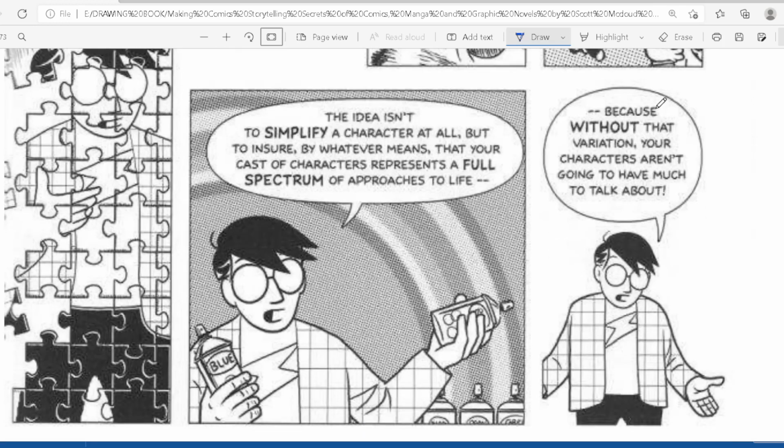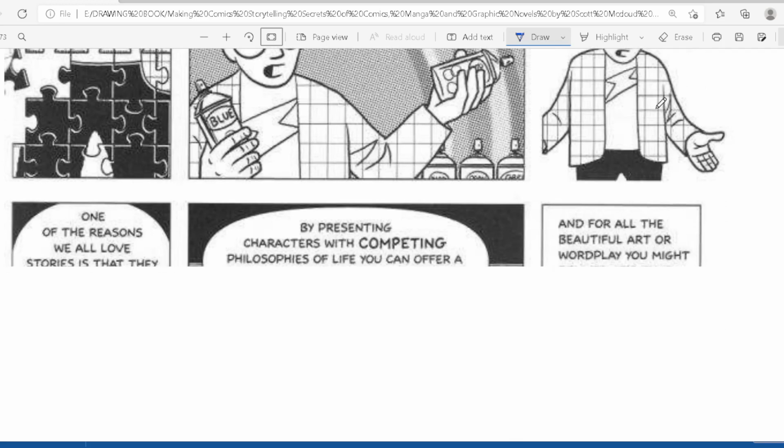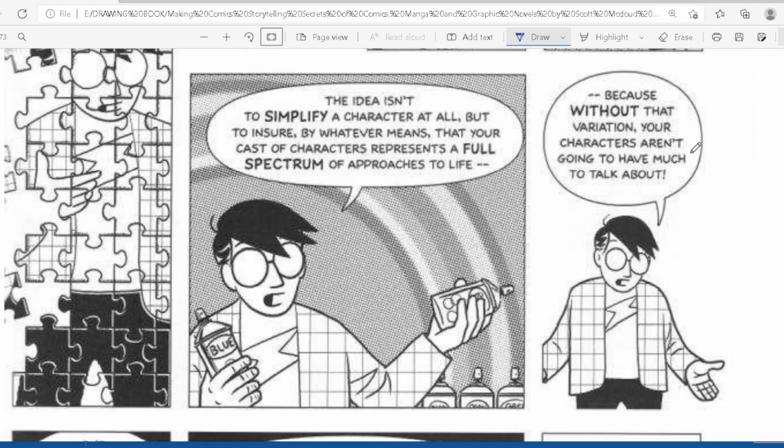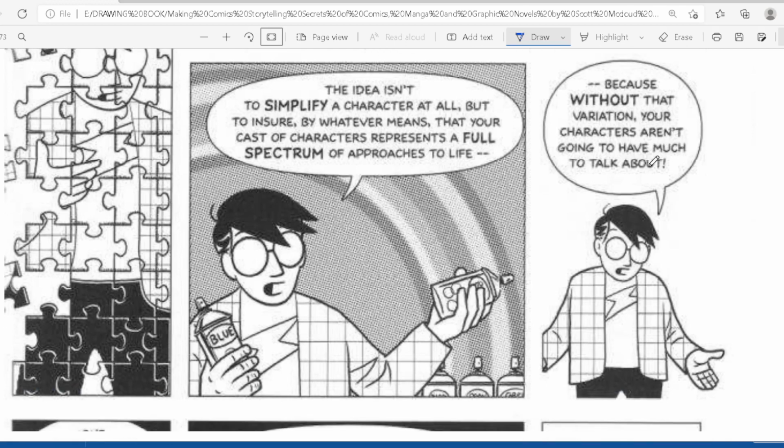The idea is not to simplify a character at all, but to ensure by whatever means that your cast of characters represents a full spectrum of approaches to life, because without that variation your characters are not going to have much to talk about.